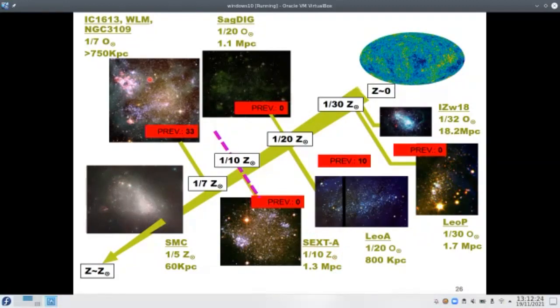But when we obtained the ultraviolet spectra of the IC1613 stars, and some other studies revealed something similar in WLM and NGC3109, what we found is that the content in heavy elements, iron, nickel, and so on, was actually closer to the value of the Small Magellanic Cloud or even higher. So you are right. We need to be guided by the nebular abundances of oxygen, but the second part of the program is to obtain our own abundances from the spectra of the O-type stars.